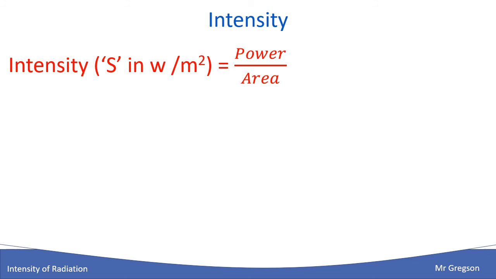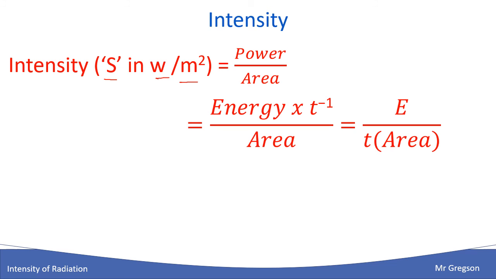So intensity often has the letter S in equations, and it's still represented just like we talked about at the start of the lesson: surface area of a sphere, watts per square meter at a given point on that sphere. And it's the power over the area. Now, power is the energy in a given amount of time. So in this case, we've just rearranged it into total energy equals the time involved, times the area.